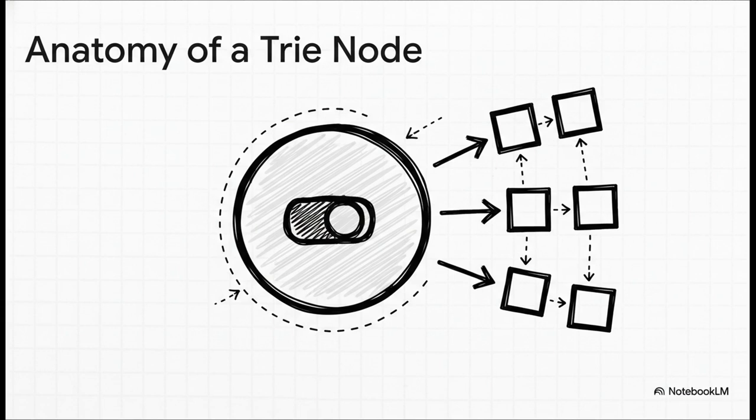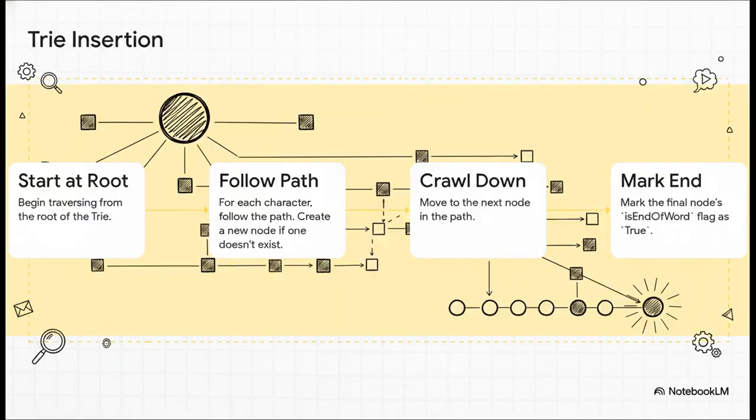So what is a trie node actually made of? It's really very simple. Each node just contains an array of pointers. For English, we can have an array of 26 slots, one for A, one for B, and so on. The only other thing it has is a simple Boolean flag, isEndOfWord, which just tells us if the path to this specific node forms a complete word. That's it.